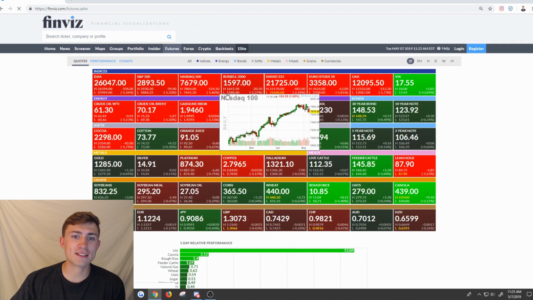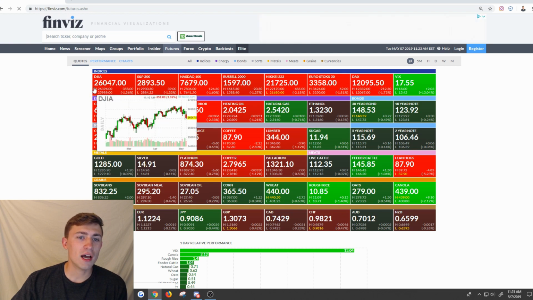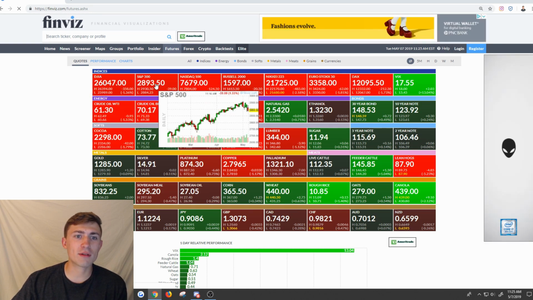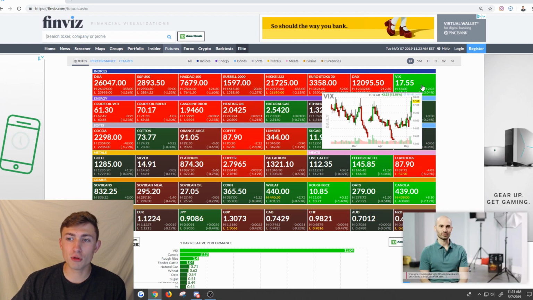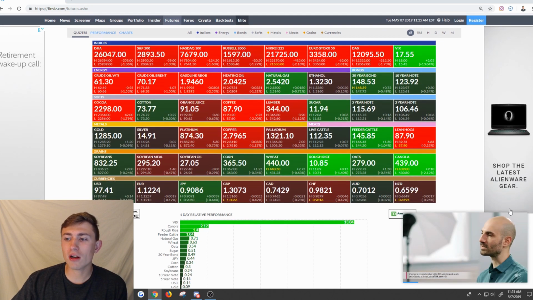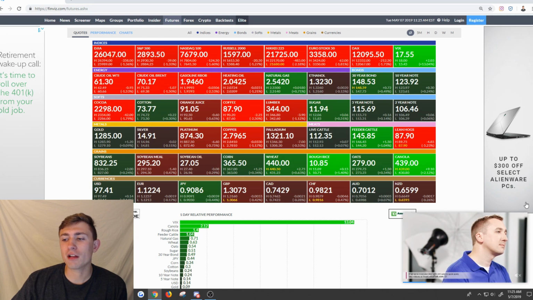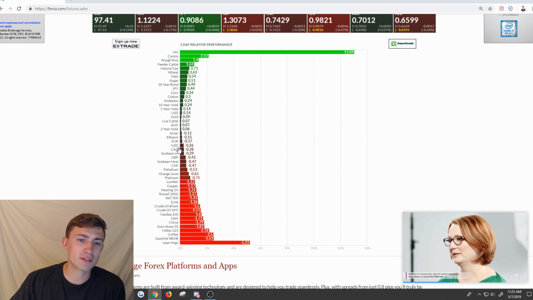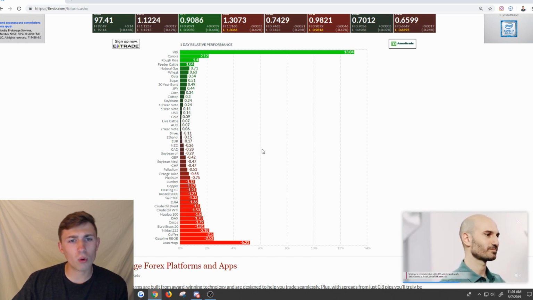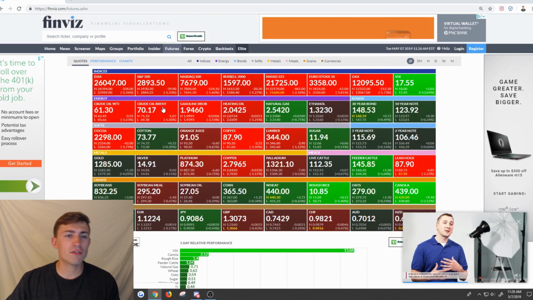You also get a chance to use futures, right? You can see the Dow Jones, the S&P 500, the NASDAQ. You also get a scan of the VIX. You can see the VIX moving really, really up today. And you get all sorts of scans like that available here on finviz.com. You also get this awesome gauge across the board of everything. You can also see some of the currencies, soybeans, oil, corn, all of the major futures there as well.